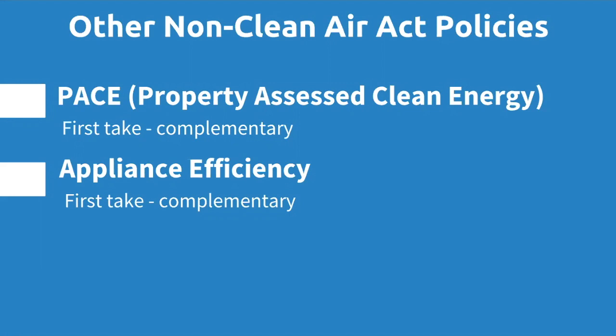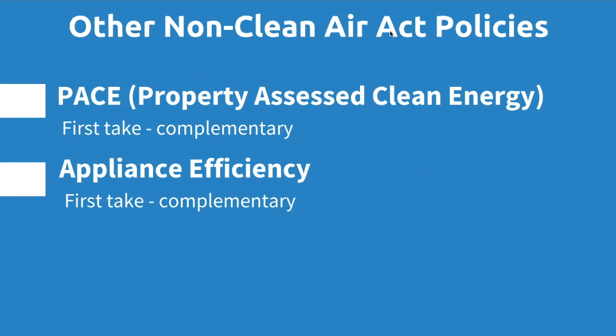So that's called split incentives. The cost of energy inefficiency of an appliance is not felt by one person, it's felt by two people. So appliance efficiency is probably complementary to a carbon price since it solves a different market failure than carbon pricing.